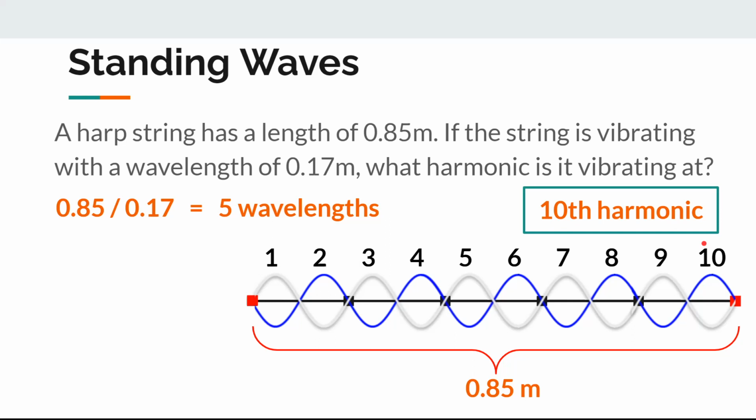Or again, you could also remember that your harmonic is going to be twice your number of wavelengths. So if you have 5 wavelengths, multiply that by 2, that's going to be your 10th harmonic, because remember, you're fitting 2 different antinodes in here for each wave.